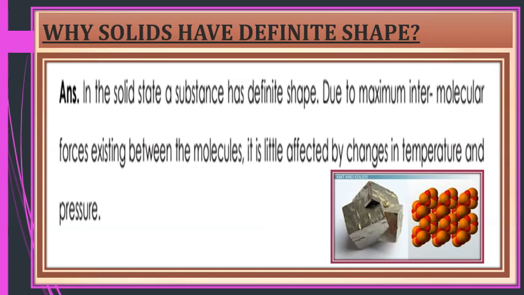The most common question is: why do solids have definite shape? Here are examples of solid particles. The answer is that in the solid state, a substance has definite shape due to the maximum intermolecular forces existing between the molecules. The molecules of a solid are closely packed together, so they have maximum intermolecular forces. It is little affected by changes in temperature and pressure. That's why solids have definite shape.